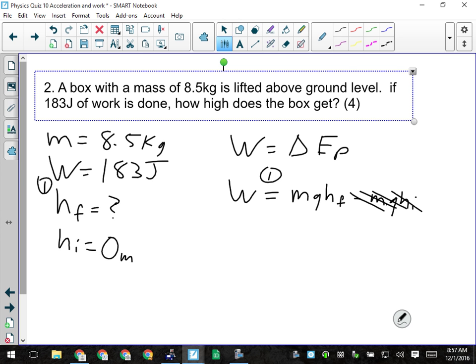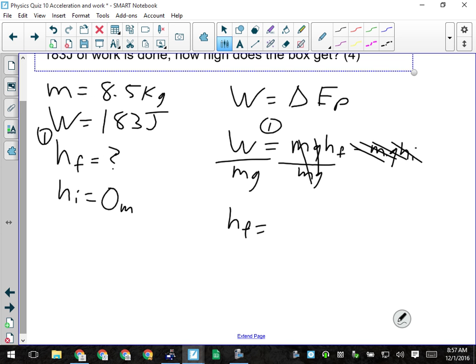We need to manipulate for final height. So we're going to divide both sides by mg, and we're left with HF equals W over mg. If they have that, or they went straight to plugging in the numbers, that'll be their third mark.